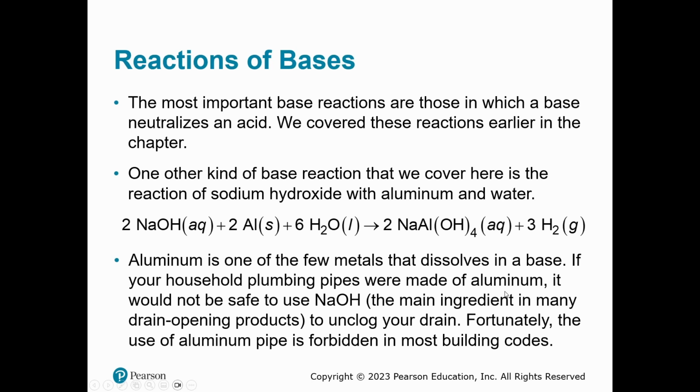We can also dissolve some metals with bases. However, this is a little bit more rare and is pretty much just for the group 13 metals. So aluminum is a great example, where we can take solid aluminum and react it with aqueous sodium hydroxide to make sodium aluminum hydroxide, which is a soluble salt.